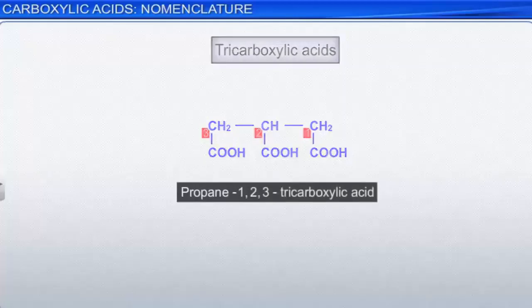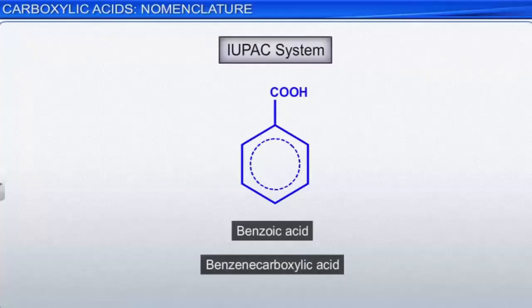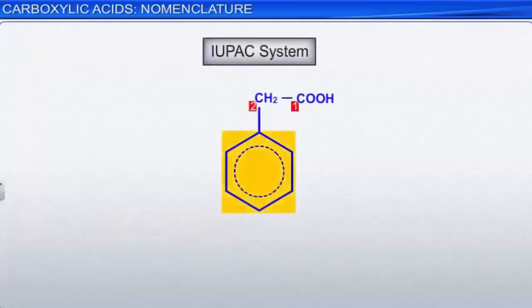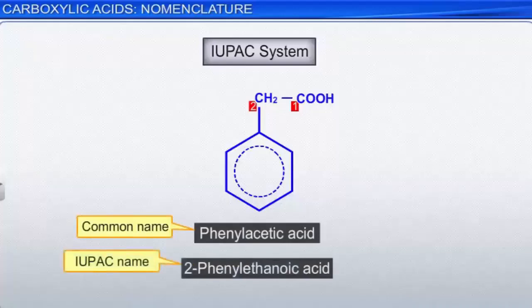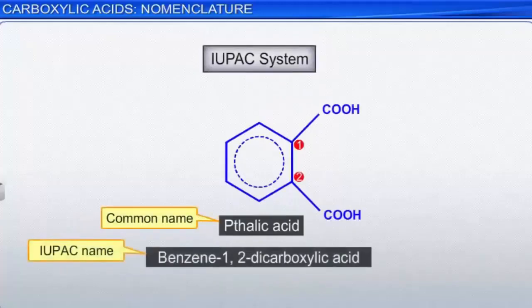In the IUPAC system, benzoic acid is named benzene carboxylic acid. Note here that the common name benzoic acid is also accepted as the IUPAC name. If side chains or substituents are present, then they are indicated by numbers, with the carboxyl carbon atom being numbered 1. For example, phenyl acetic acid shown here is named 2-phenyl ethanoic acid. Similarly, phthalic acid is named benzene-1,2-dicarboxylic acid.